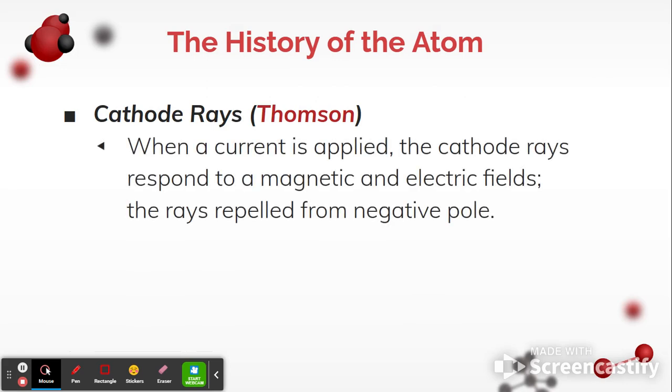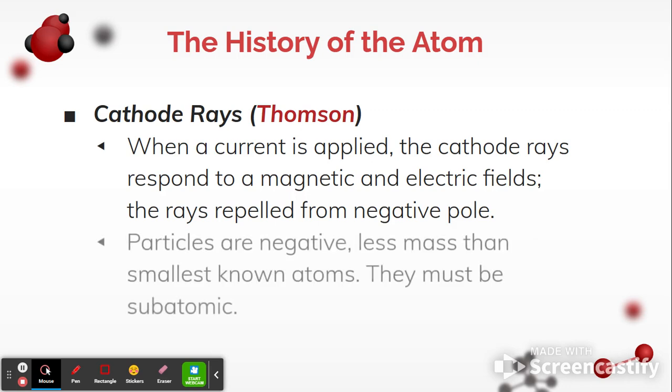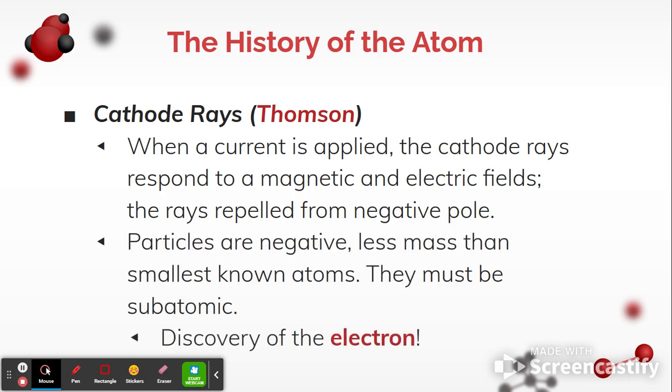Thomson's experiment using cathode rays came to the conclusion that subatomic particles called electrons existed by analyzing the relationship between the negative poles of the atom, which came to be the electrons, with the cathode rays and the subsequent electrostatic repulsions that came from that.